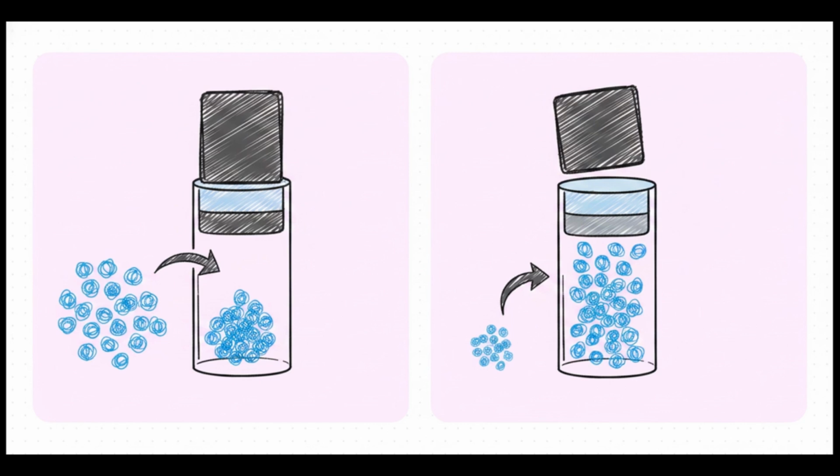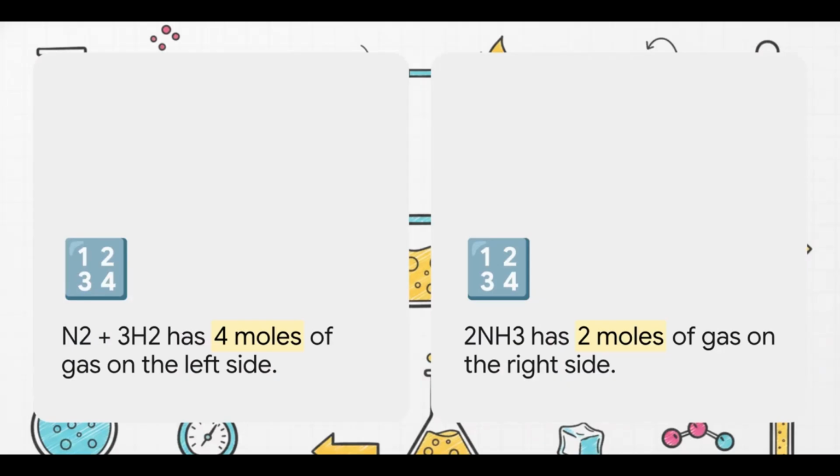If you increase the pressure, the system feels squeezed. To relieve that pressure, it shifts towards the side that takes up less physical space, the side with fewer moles of gas. If you decrease the pressure, giving the system more room to breathe, it shifts to the side with more moles of gas. Let's look at a classic chemical example to see this in action.